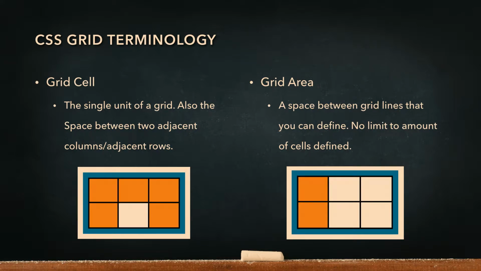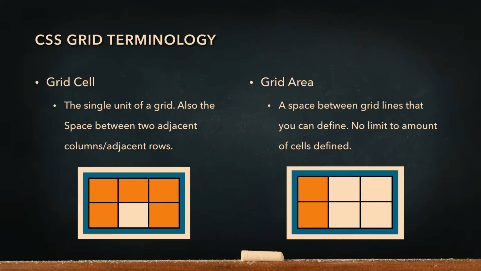And then you have a grid cell. It's basically a single unit within a grid. So if you look at this picture at the bottom here, the white part of it specifies a single cell. This is the space between 2 adjacent columns and rows.